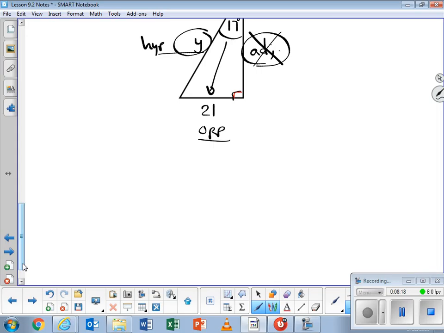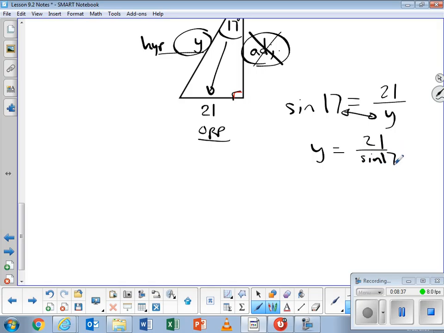So we say sine 17 equals opposite over hypotenuse. Once again, our unknown is in the denominator, so we're going to switch places. Y is equal to 21 over sine 17. And what did you tell me? 71.8. Thank you. Okay? Any questions on that?